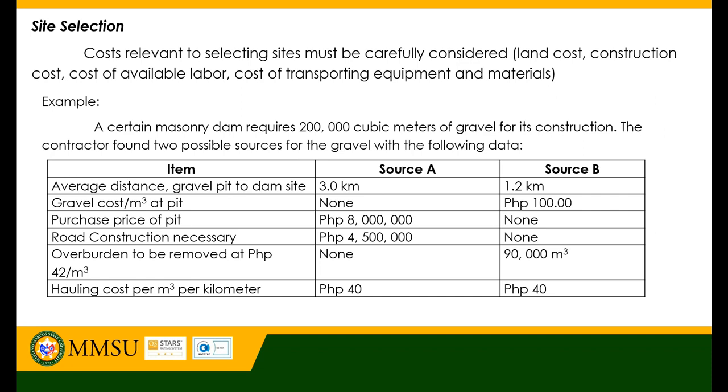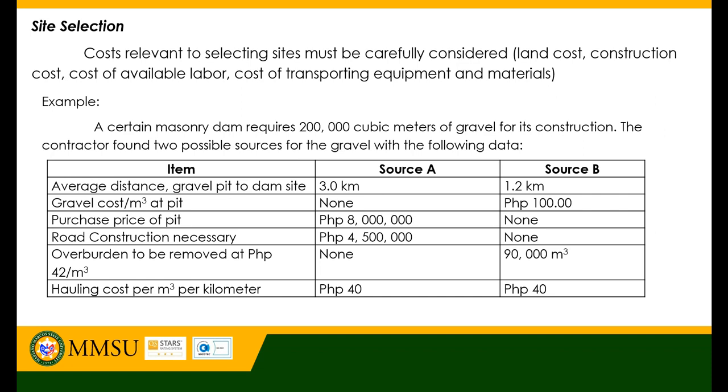Then overburden to be removed at 42 pesos per cubic meter. Overburden. Ibig sabihin, siguro may silt sa ibabaw ng gravel. So, ang tawag natin doon ay overburden. Silt, lupa. So, hindi pa siya gravel. Kailangan mo pang hukayin. So, tanggalin muna natin yung overburden before we can get the gravel. So, ang cost ng pag-remove ng overburden is 42 pesos per cubic meter. Source A, walang overburden. Siguro, gravel na agad ang makukuha mo.